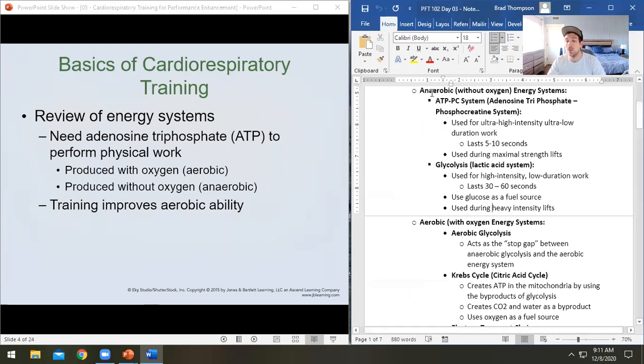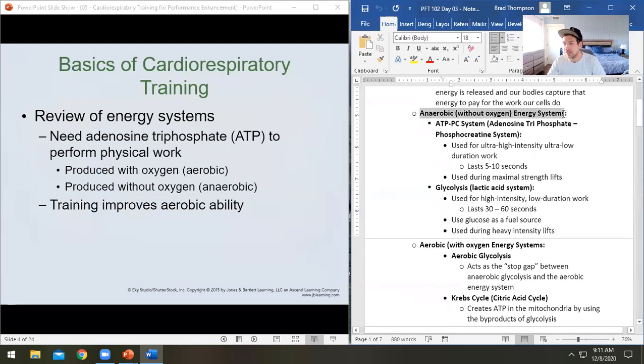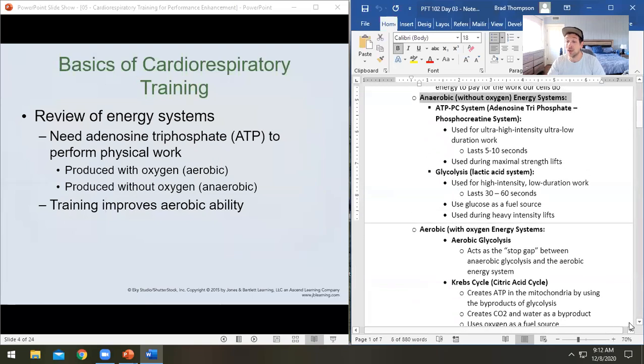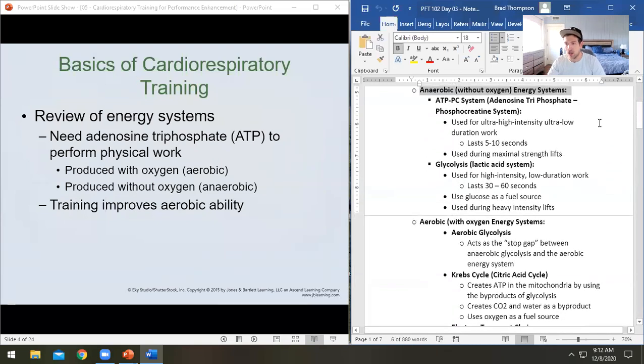And so those two main systems are going to be the anaerobic category and the aerobic category. Anaerobic stands for without oxygen, okay? So when I say anaerobic, what I mean is absence of oxygen. A for opposite, aerobic for oxygen. And your anaerobic energy system has two parts. There is the ATP-PC system, which is your adenosine triphosphate phosphocreatine system. And that's one of the ways that our body is able to reconstitute ATP.